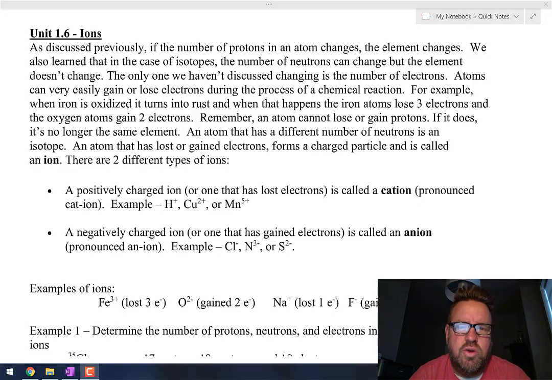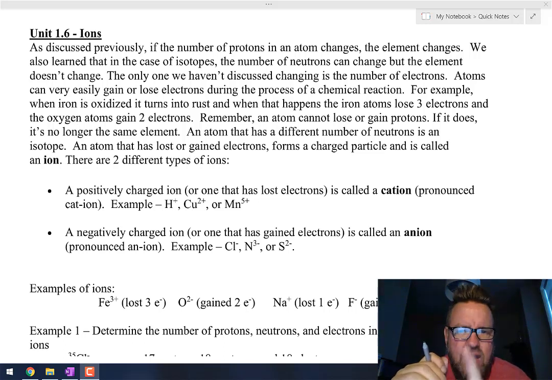So far in this unit, we've talked about protons, neutrons, and electrons. And we've said that when the number of protons in an element changes, that is absolutely the number one thing that makes the element what it is. So if you change the proton, you change the element, okay? And then we also learned a little about neutrons, and that the number of neutrons in the nucleus can also change. And that's when you have different isotopes of that element.